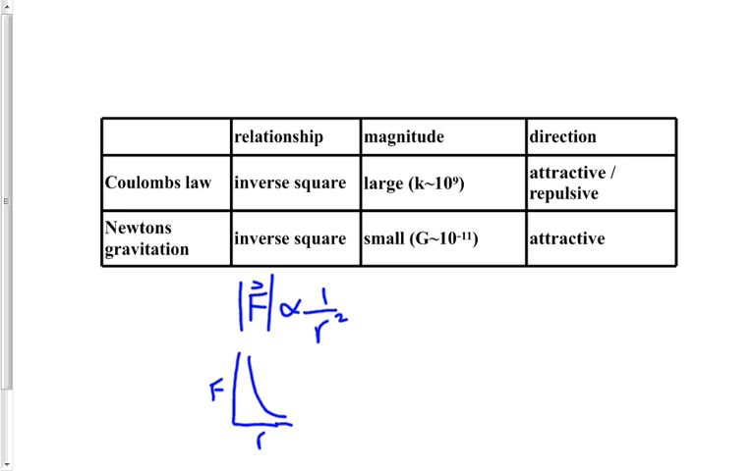The magnitude of the force, well, which one's bigger? Coulomb's law, the electric force, is a big force because the constant is 10 to the positive 9. Newton's gravitation is a really small force. The constant is 10 to the minus 11.